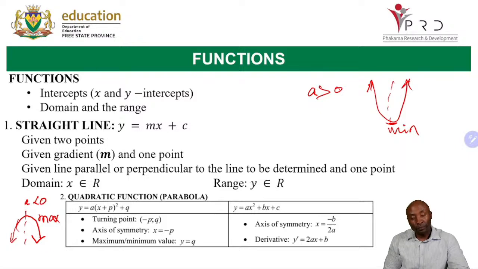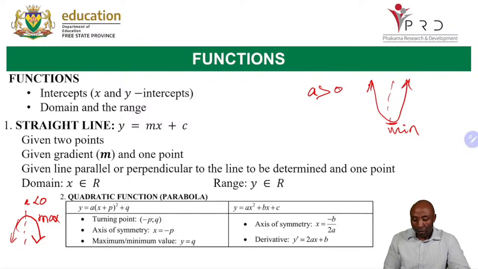The other form is known as the quadratic form, ax squared plus bx plus c. Our axis of symmetry is given by -b/2a, or we use the derivative. We equate it to 0 to get the x value at the axis of symmetry, which becomes the x value at our turning point.